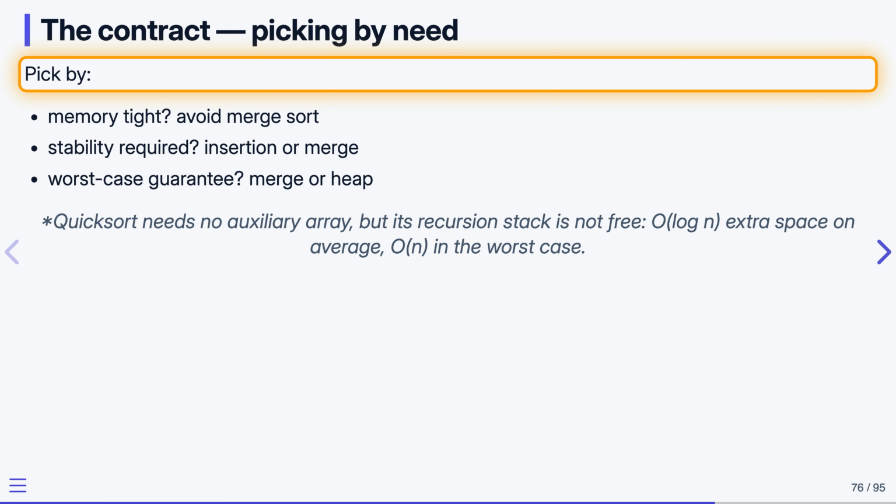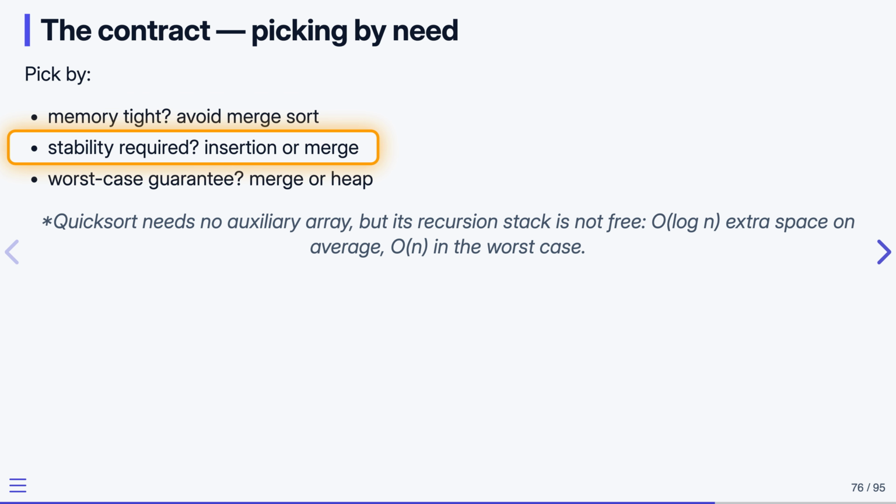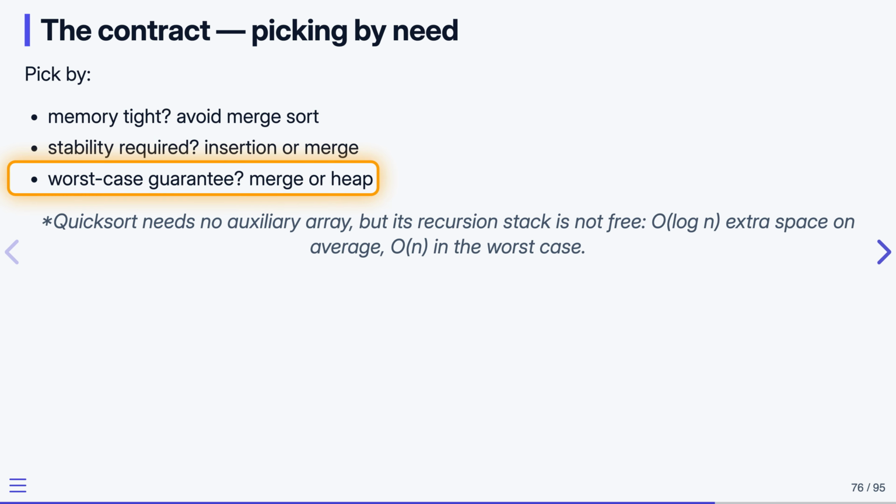Now read that table backwards. Instead of picking an algorithm and looking up its properties, start from what you need. Memory tight, then avoid merge sort because of its second array. Stability required, then insertion or merge. Need a worst case guarantee, then merge or heap. Quicksort cannot give you one.